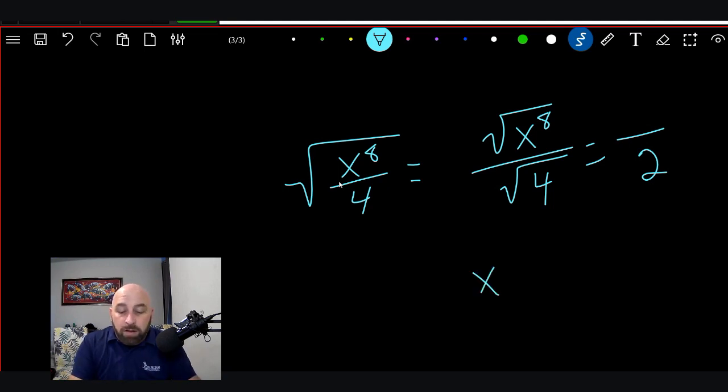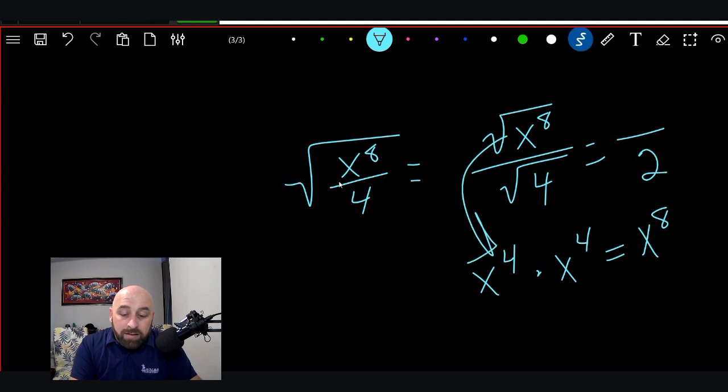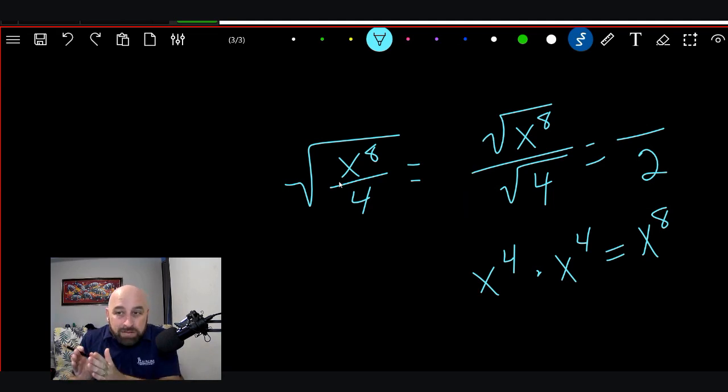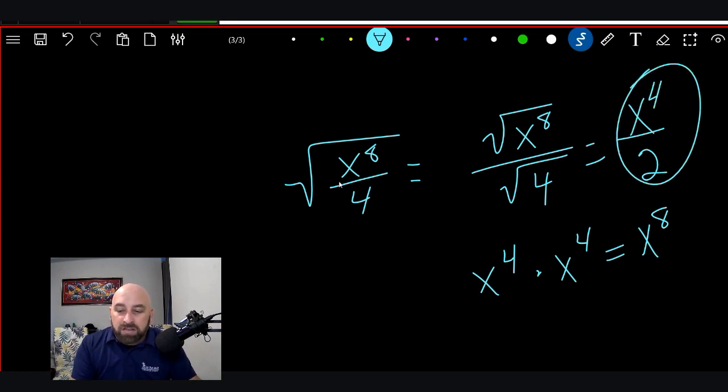Well, if I multiply x to the 4th times x to the 4th, notice these are the same. What does that give me? X to the 8th. So what is the square root of x to the 8th? It's x to the 4th, because you multiply x to the 4th times x to the 4th. So that solution would be x to the 4th over 2. And that's all you could do to it. You'd be done at that point.